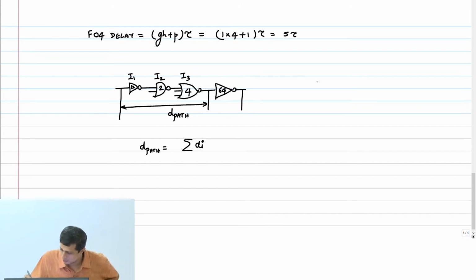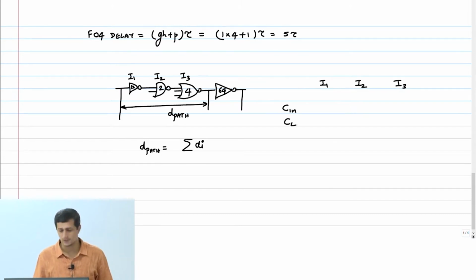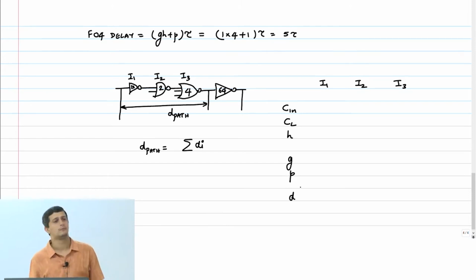Okay, I am going to now write a large table and we have to fill out these numbers for I1, I2, I3: C in, CL, load capacitance, electrical effort first, then logical effort, parasitic effort, finally delay.